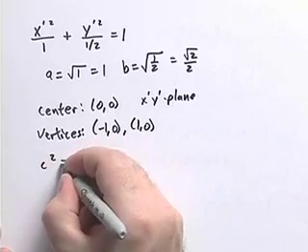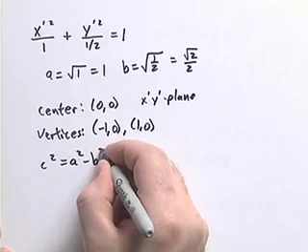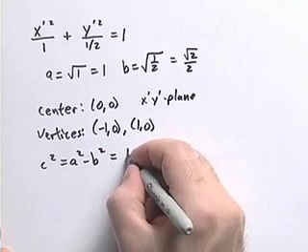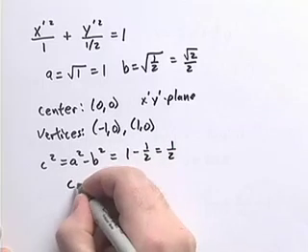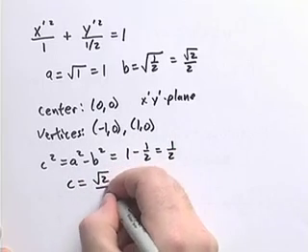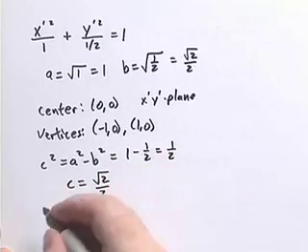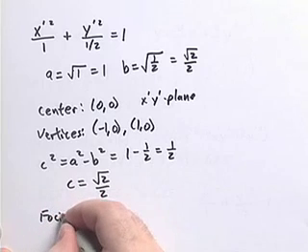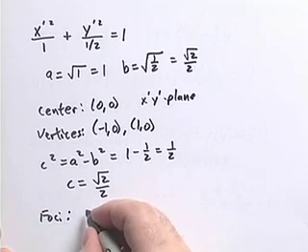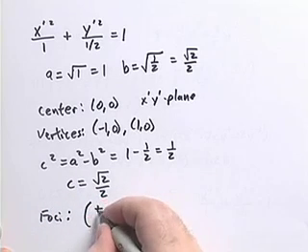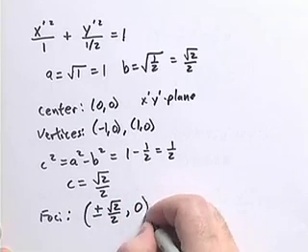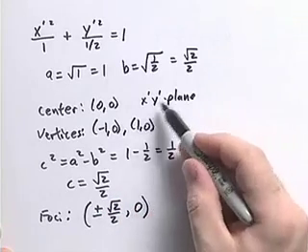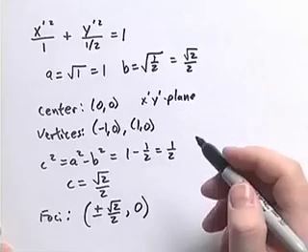You know that c squared is equal to a squared minus b squared. So that's going to be 1 minus 1/2, which is equal to 1/2. So we know that c is equal to the square root of 2 over 2. Therefore, our foci are going to be located at the points plus or minus the square root of 2 over 2, 0. Again, we're talking about the x prime, y prime plane.